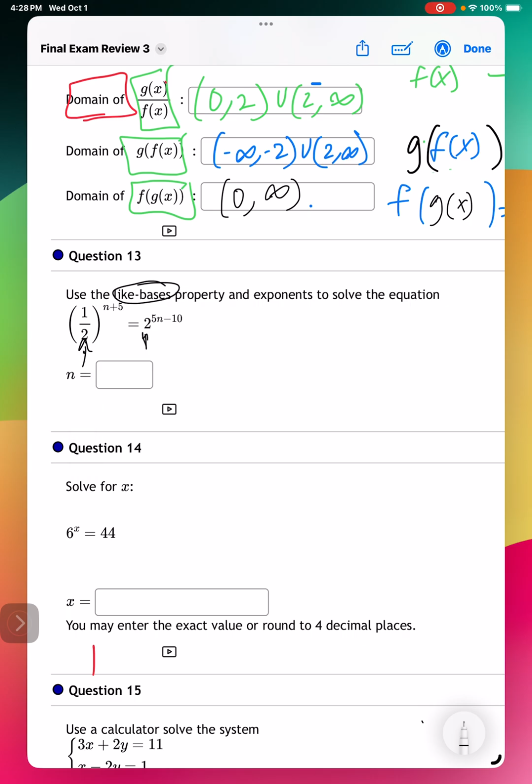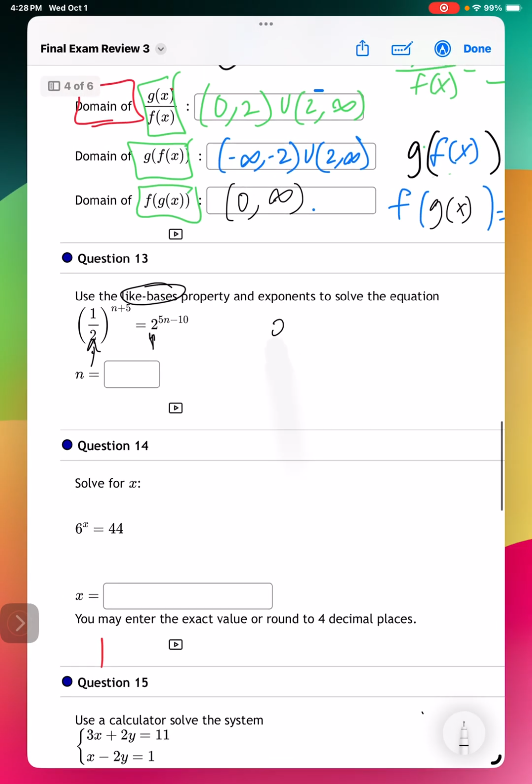And right out the gate, I see, oh, 1/2, I know that I can make that into a 2 with a negative exponent, if you remember your negative exponent rules. So I can rewrite it as 2 to the -1, which is the same as 1/2. If you don't believe me, you're welcome to go to your calculator and explore that a little bit more, but that's the power of negative exponents. And so here I get 2 to the -1 raised to n plus 5 equals 2 to the 5n minus 10.